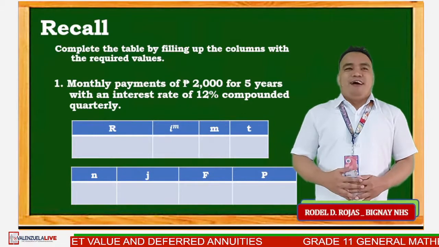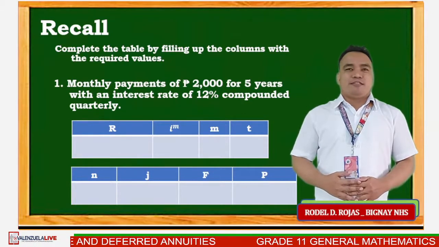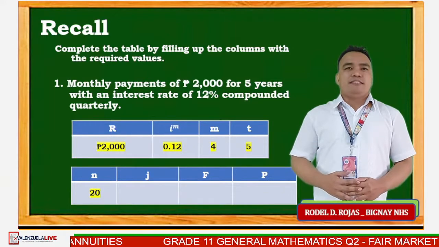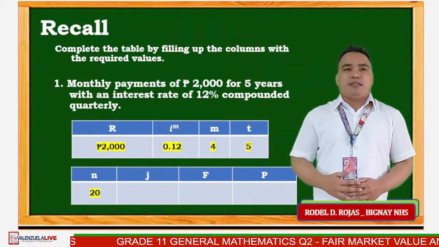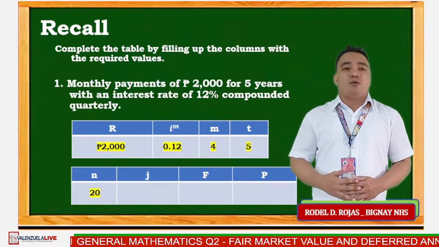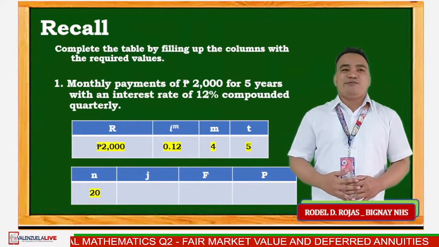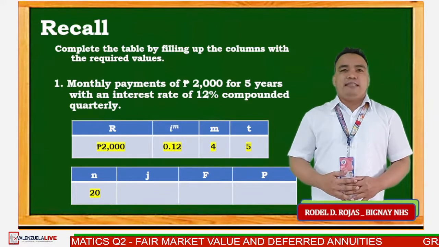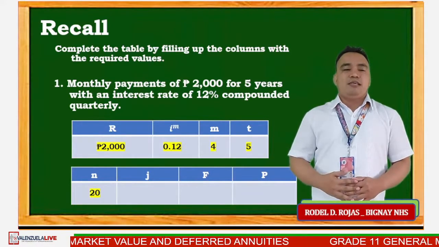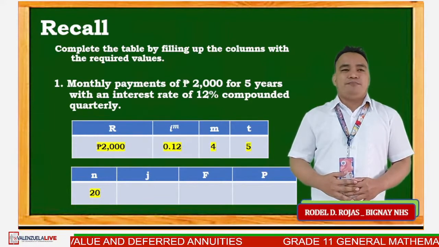Very good. R equals 2,000 pesos. I equals 0.12. That is 12% converted to decimal. M equals 4, since it is compounded quarterly. T equals 5 for 5 years. And N equals 20, because N equals M times T equals 4 times 5.